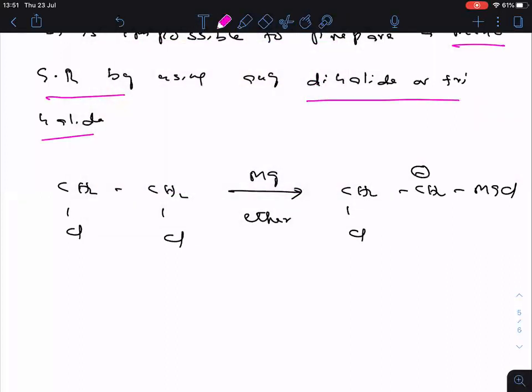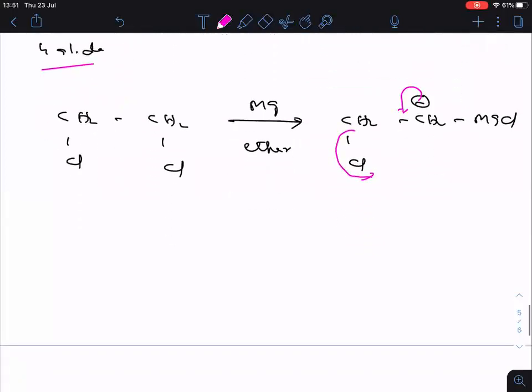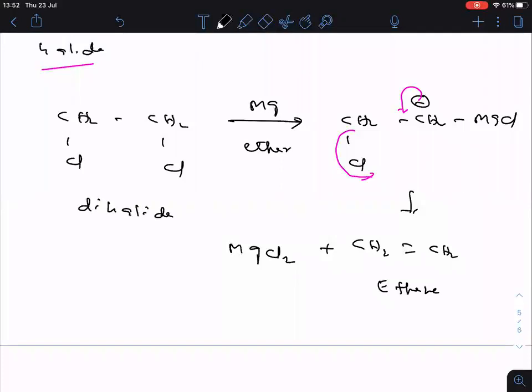Now what happened? This negative charge will be reversed back and chlorine will depart out. Then CH2 double bonded CH2 is formed, plus MgCl2 as the byproduct. So here we got ethene. Ethene is not a Grignard reagent, it is an alkene. This is a dihalide, two halogens are there. So we cannot prepare a mono-Grignard reagent from dihalides or from trihalides also.